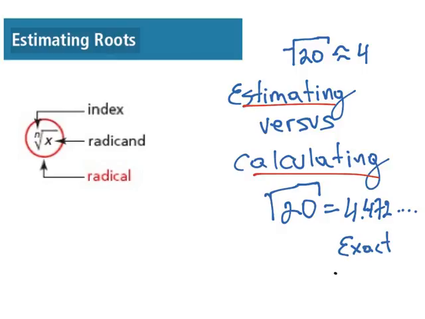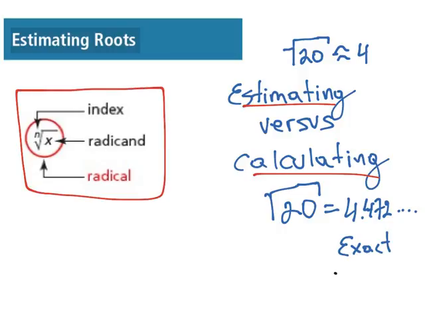Now let's take a look at the left picture, and we'll talk about the syntax and the naming of roots. There are three names that you need to be comfortable with. The index tells you what type of power it is of a root. The radicand is what's inside the radical sign, and of course the radical is the whole thing.